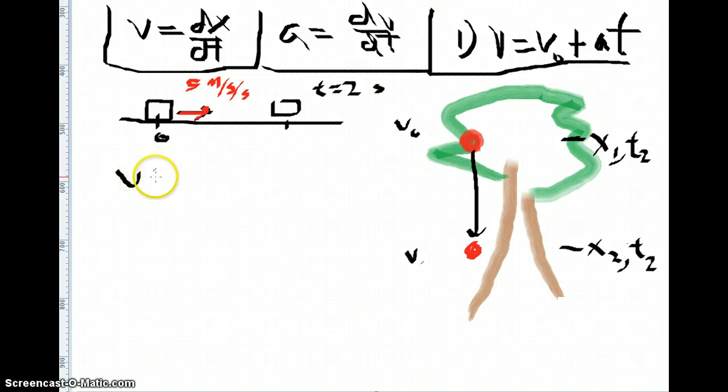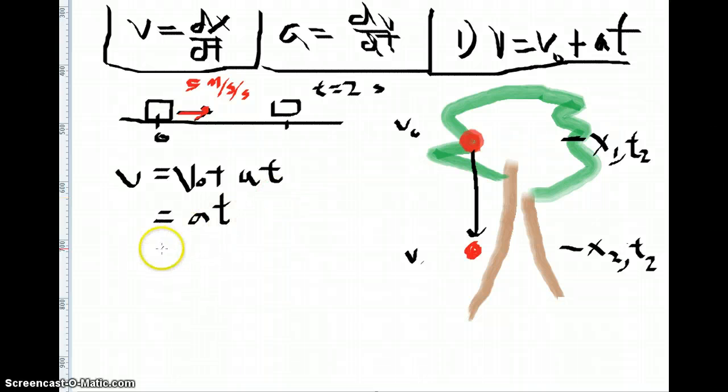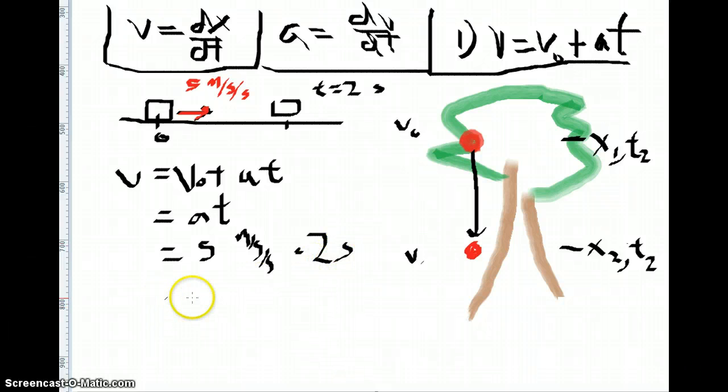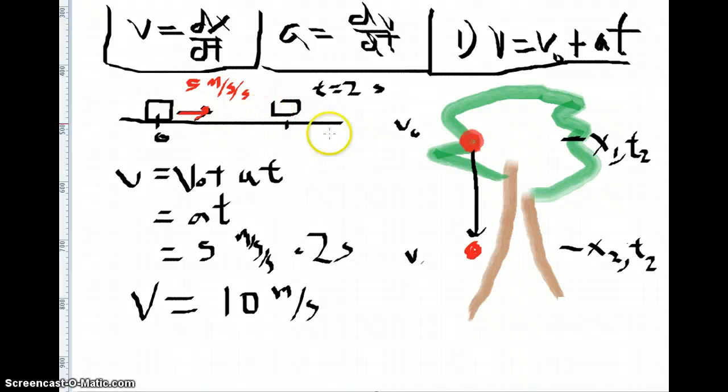So v equals v naught plus at. That's our equation right here, equation 1, the first kinematic equation of motion, if you want to call it that. Now we know that v naught was 0, it wasn't moving at the start, so it's actually equal to at, and we can fill this in. Acceleration is 5 meters per second squared times 2 seconds, which is equal to 10 meters per second. So that is the box's final velocity after 2 seconds.